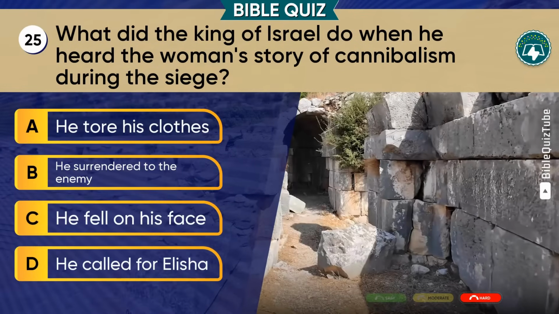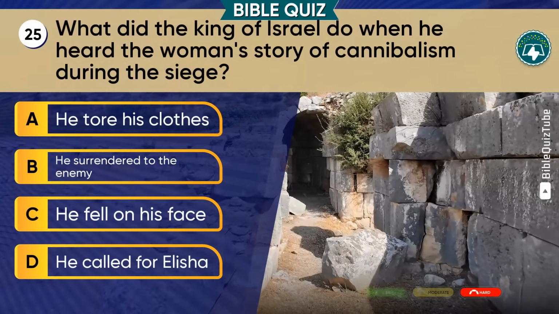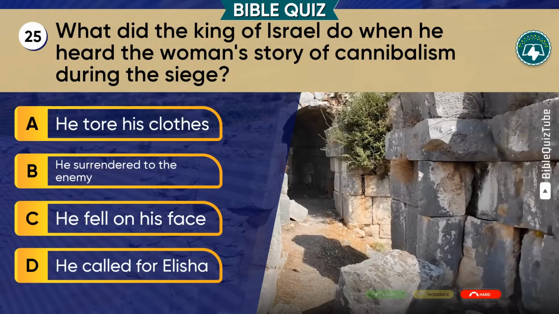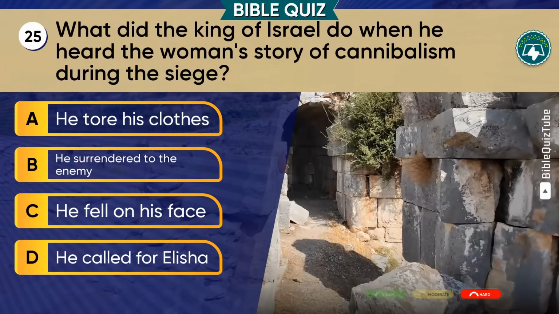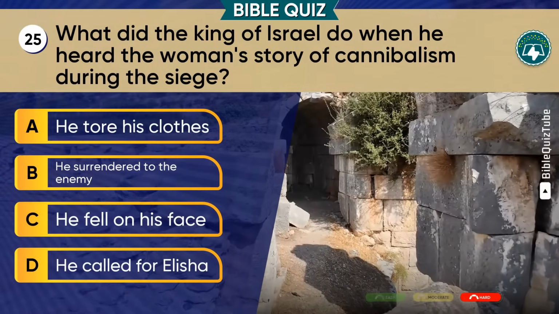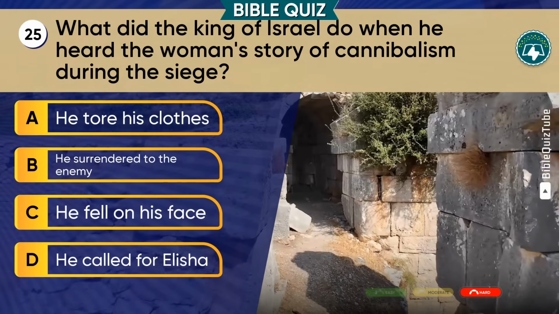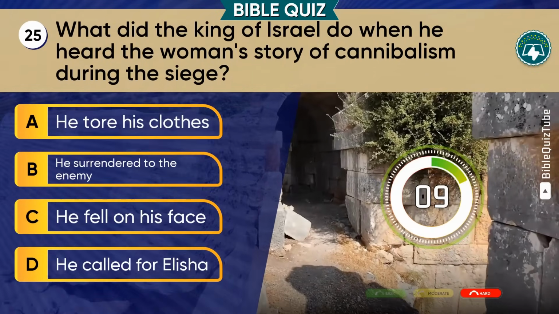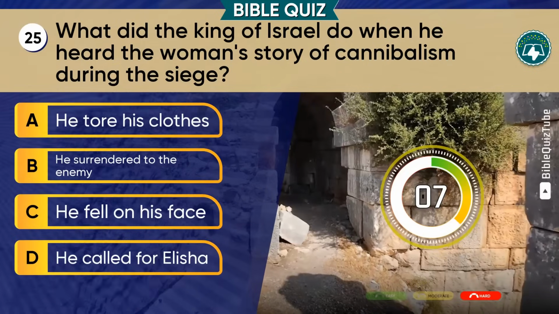Question 25. What did the king of Israel do when he heard the woman's story of cannibalism during the siege? A. He tore his clothes. B. He surrendered to the enemy. C. He fell on his face. D. He called for Elisha.